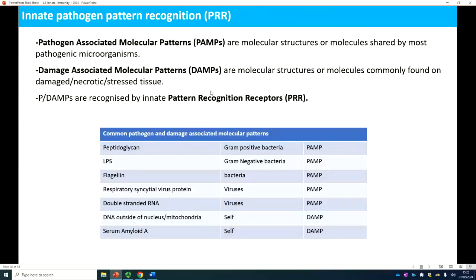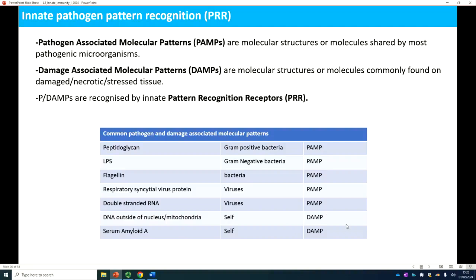So we look at some examples of the PAMPs and the DAMPs. This table just summarizes that. In terms of the PAMPs, we can have peptidoglycan, which can be found on the surface of gram-positive bacteria. We can have lipopolysaccharide, which will be present on the surface of gram-negative bacteria. We can also have flagellin. In terms of viruses, we might have double-stranded RNA.